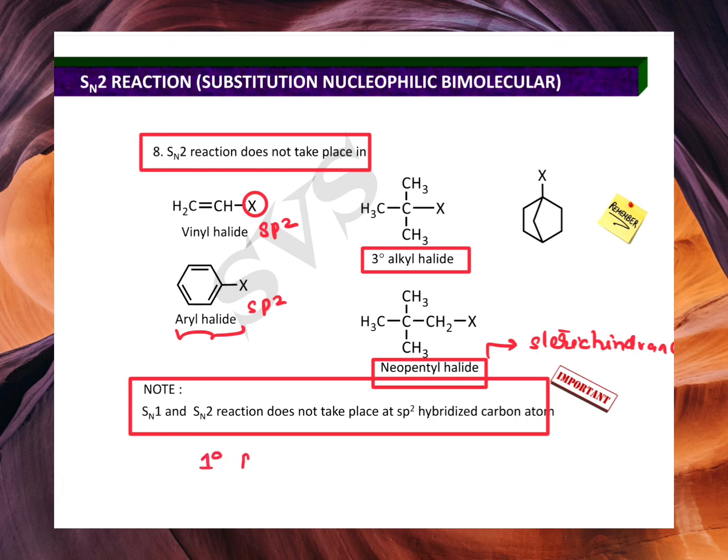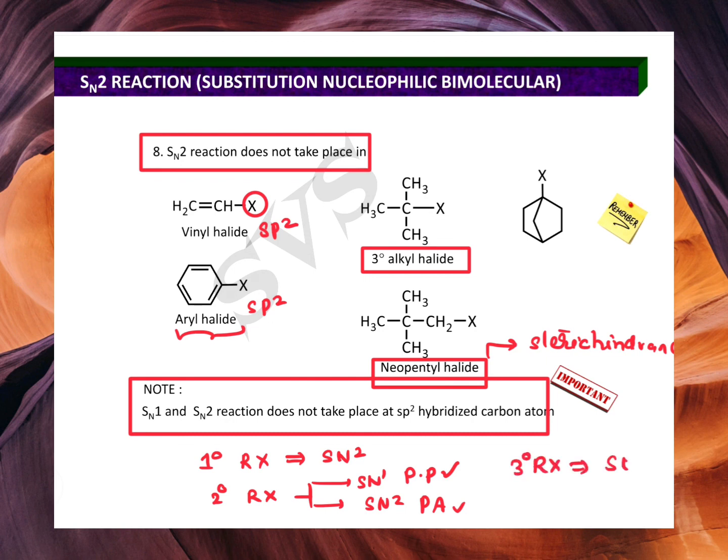So finally, primary alkyl halides will undergo the SN2 mechanism. Secondary alkyl halides will undergo both SN1 as well as SN2: if it is a polar protic solvent, SN1; polar aprotic solvent, it is going to be SN2. In the case of tertiary alkyl halides, the SN1 mechanism takes place. So this is majorly the SN1, SN2. SN1: tertiary alkyl halides.